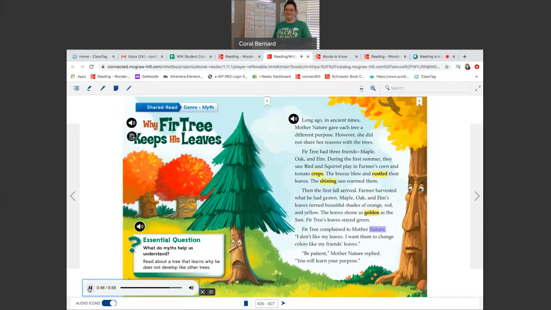Fir tree complained to Mother Nature. I don't like my leaves. I want them to change colors like my friends' leaves. Be patient, Mother Nature replied. You will learn your purpose.